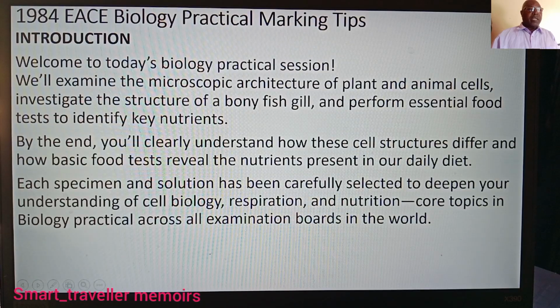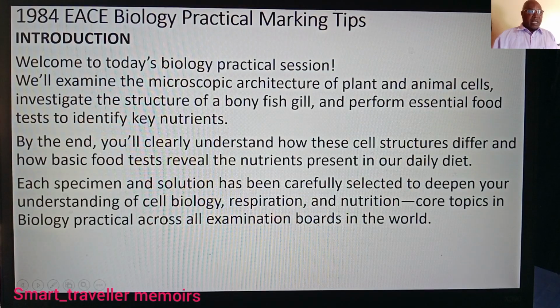Welcome to today's biology practical session. We will examine the microscopic architecture of plant and animal cells, investigate the structure of a bony fish gill, and perform essential food tests to identify key nutrients. By the end, you will clearly understand how these cell structures differ and how basic food tests reveal the nutrients present in our daily diet.